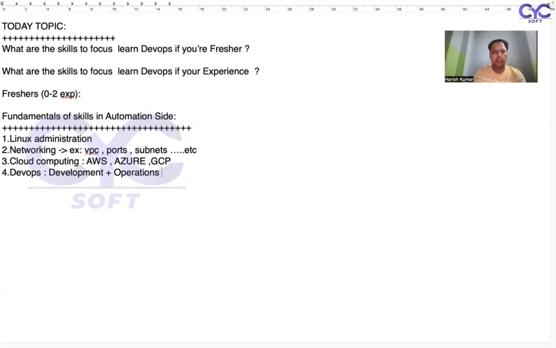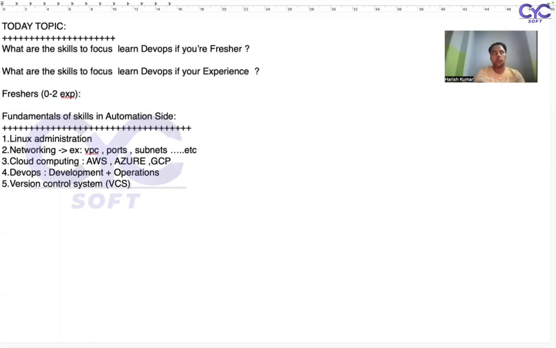Next, the fifth one is the version control system, that is VCS, which is the developing side.